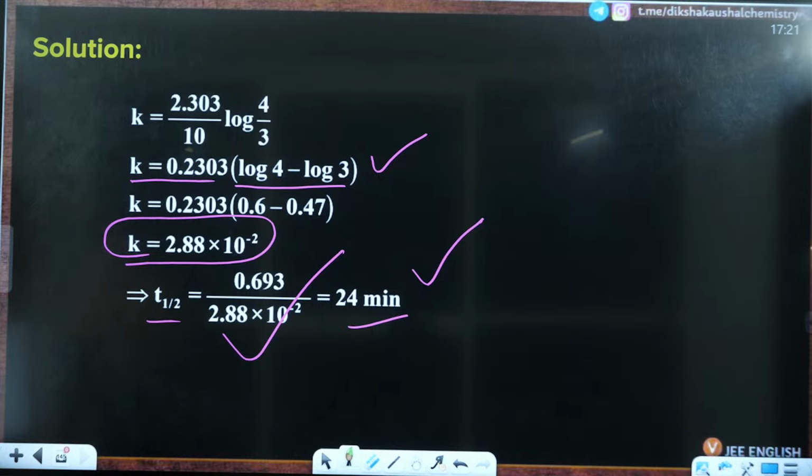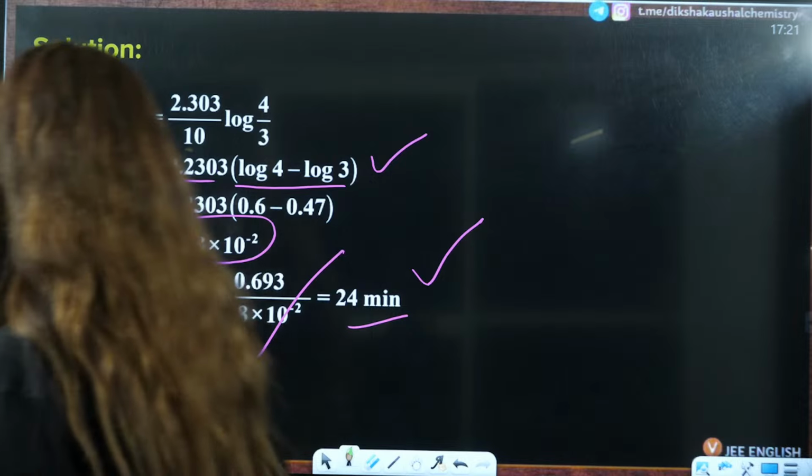Just give me a second. Beta, after this, Namrata ma'am is going to take the session, right? So I'll just show you here.